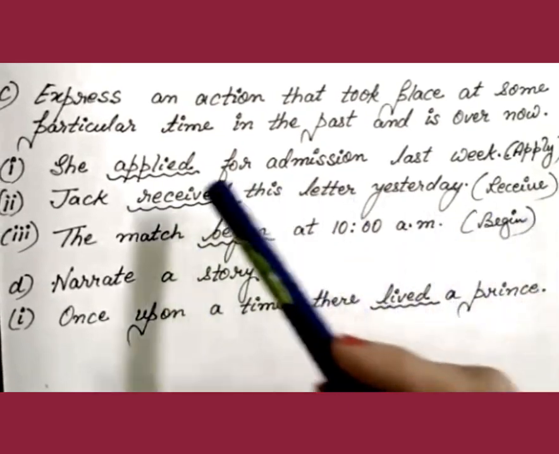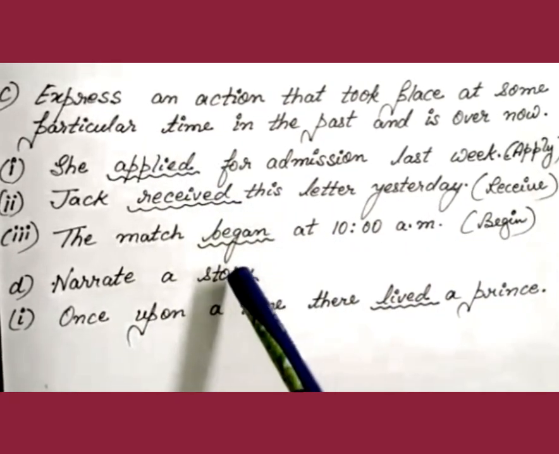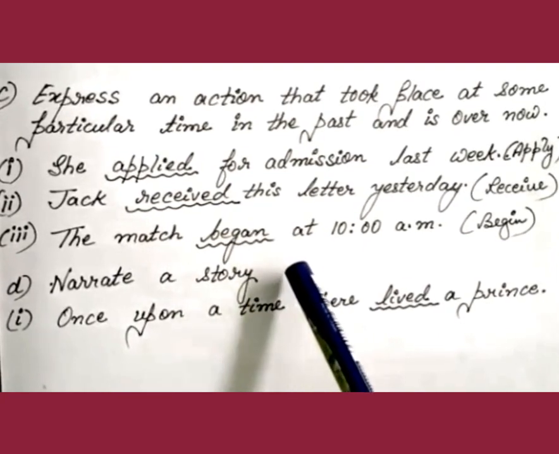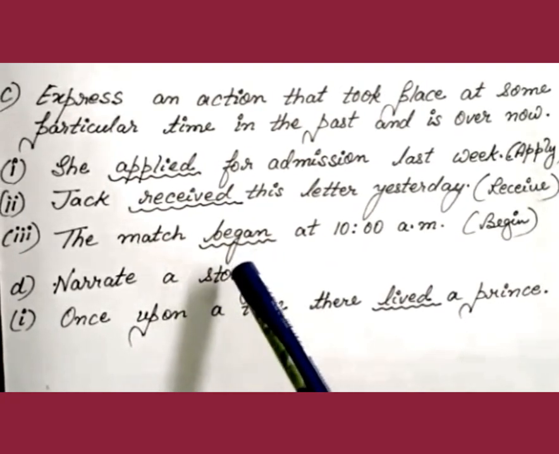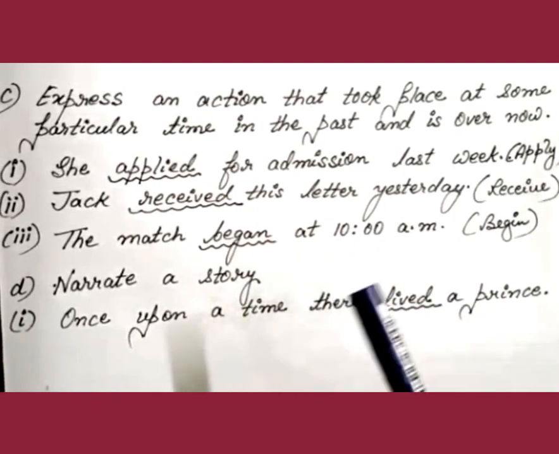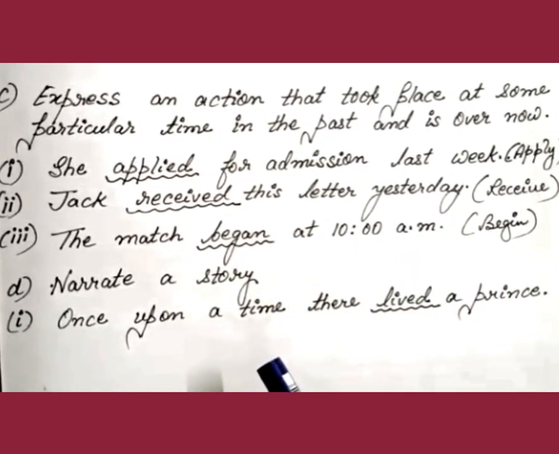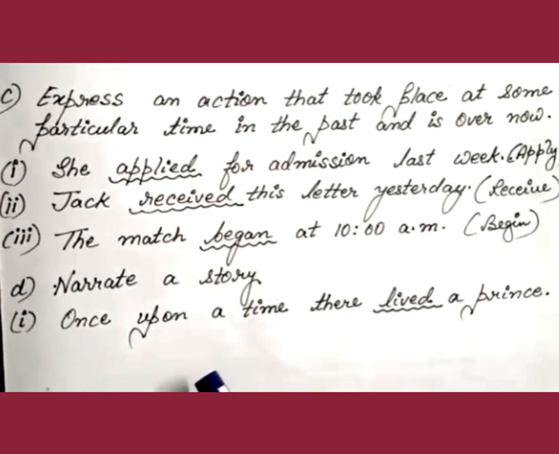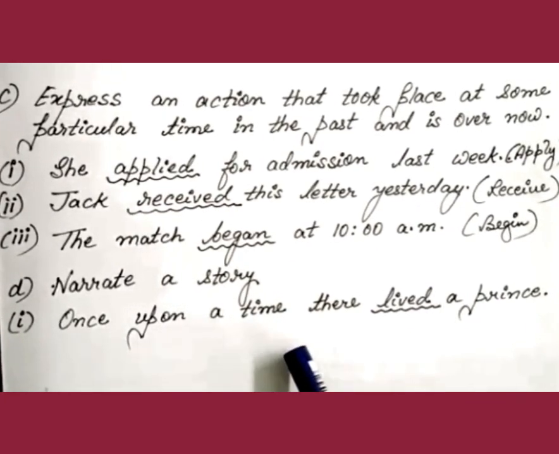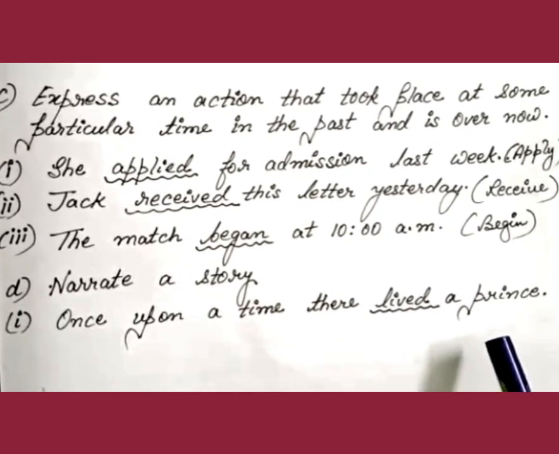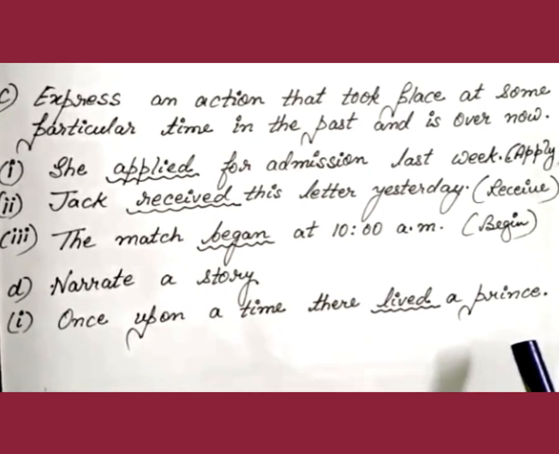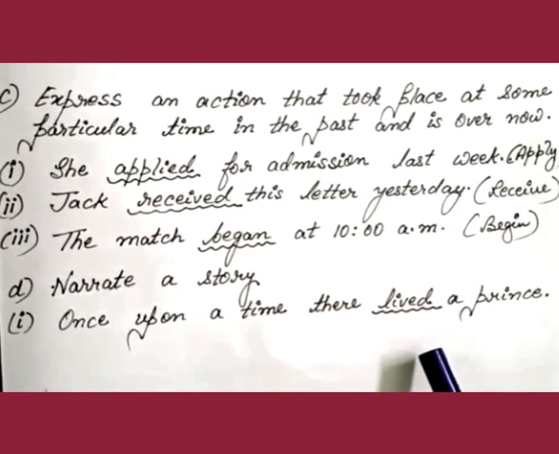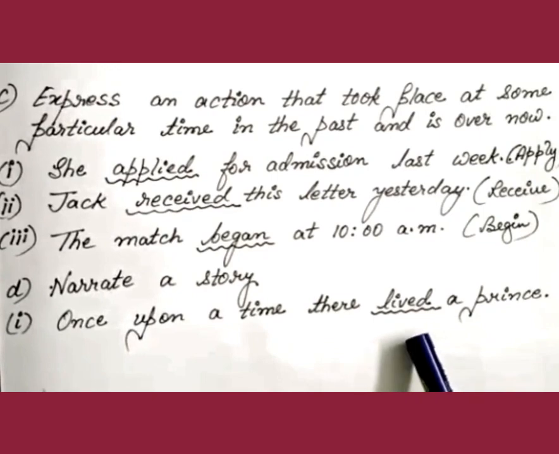So we come to know from the form of verbs herein that simple past tense is also used to express an action that took place at some particular time in the past and is over now. Also, simple past tense is used to narrate stories. One such example can be cited: once upon a time there lived a prince. So you see, this particular example narrates a story. It tells you that once upon a time there was a prince, there lived a prince.